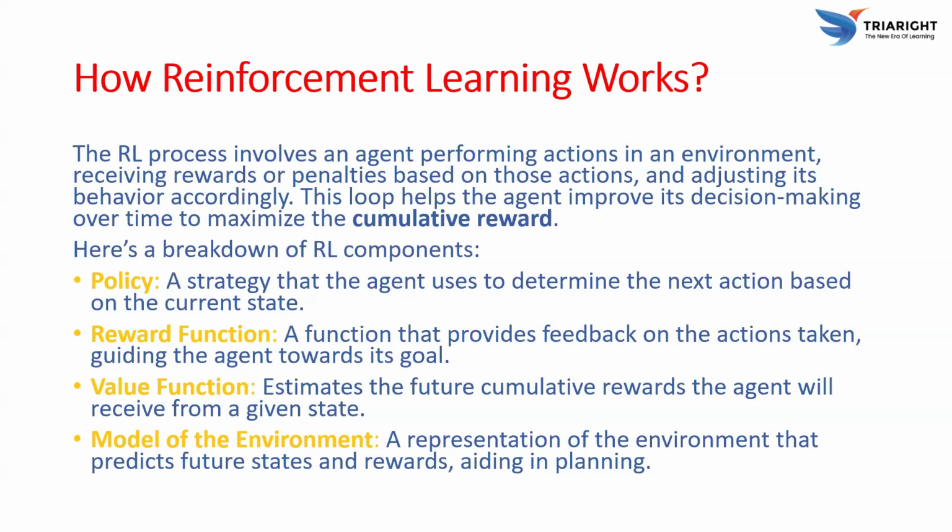So we have the policy, which we can say is the strategy that the agent uses to determine the next action based on the current state, right? So this is the agent's strategy. Essentially, it is a set of rules that the agent uses to decide what action to take. Okay. So the reward function is a function that provides feedback on the actions taken, guiding the agent toward its goals. The reward function is a part of the environment. It defines the numerical feedback the agent receives after performing an action in a specific state.